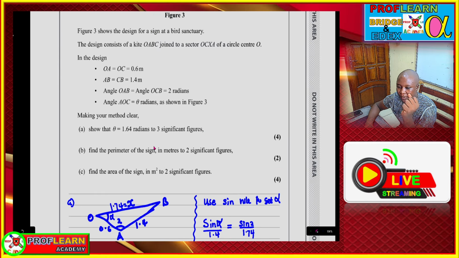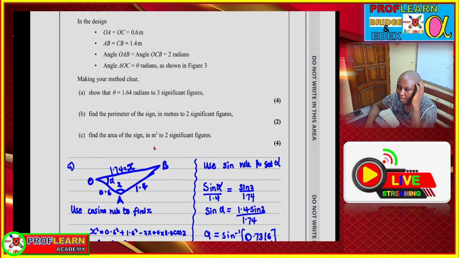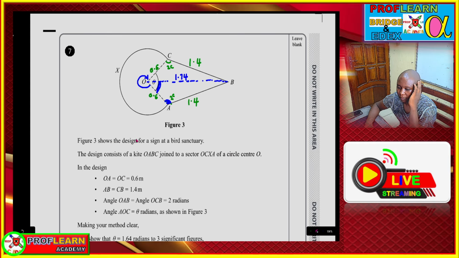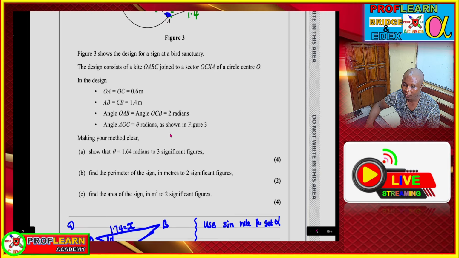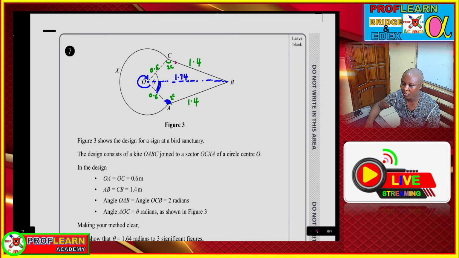So that is another area that is very key. But in this question that we were given here, what I decided to do is to make use of cosine rule, so that I can find the angle, because you are told to show that theta is 1.64. So we were given this length, this length, this length, this angle is given here, then we are supposed to find theta.